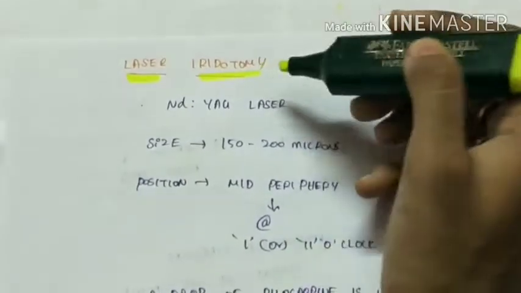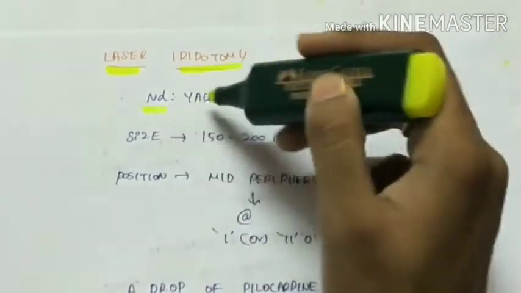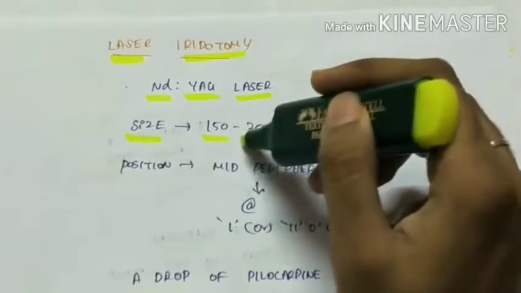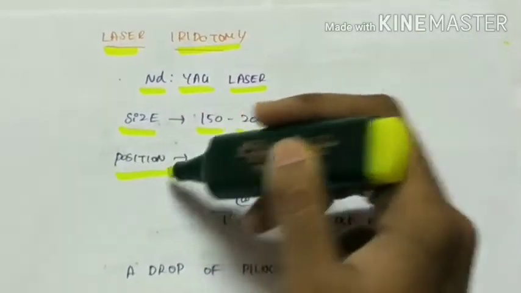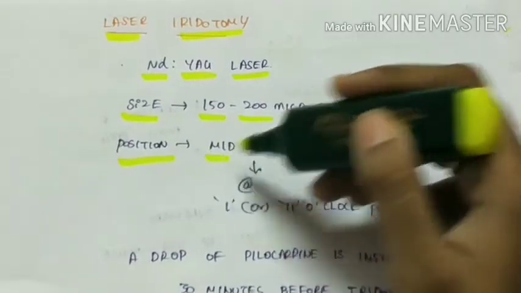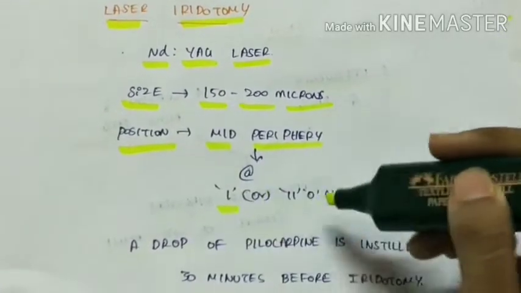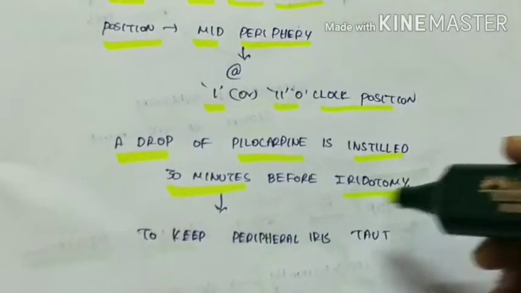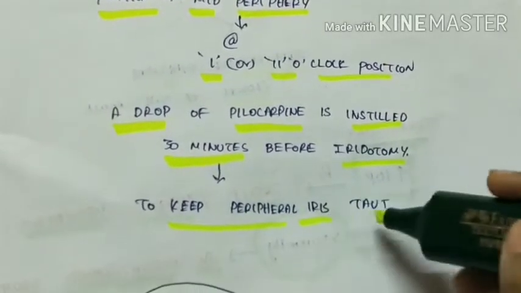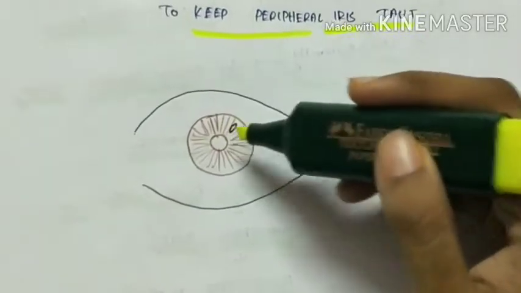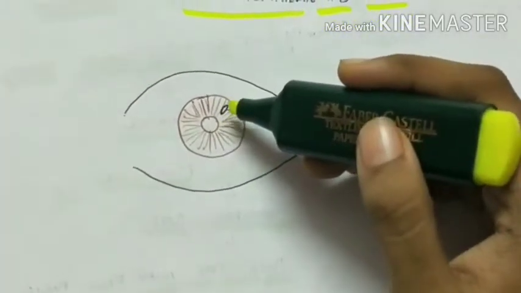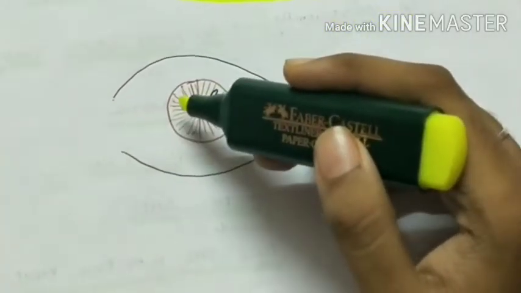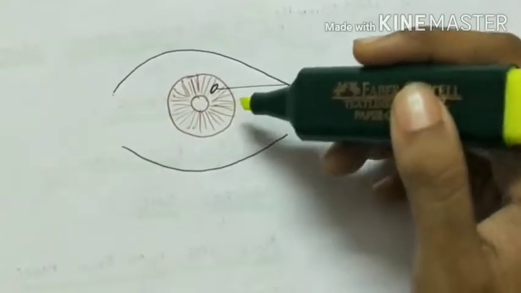Now let's see how laser iridotomy is performed. This is performed using Nd:YAG laser and the size is 150 to 200 microns. Position of the laser iridotomy is the mid periphery at 1 o'clock or 11 o'clock position. A drop of pilocarpine is instilled 30 minutes before the iridotomy to keep the peripheral iris taut. So this is the iridotomy, putting a hole in the iris which is at 1 o'clock or 11 o'clock position in the mid periphery.